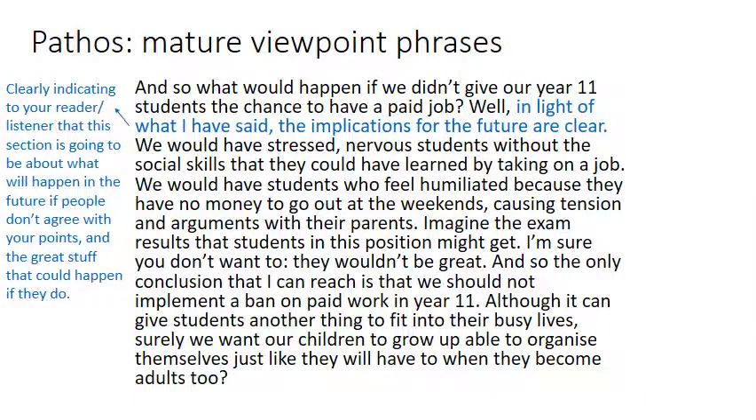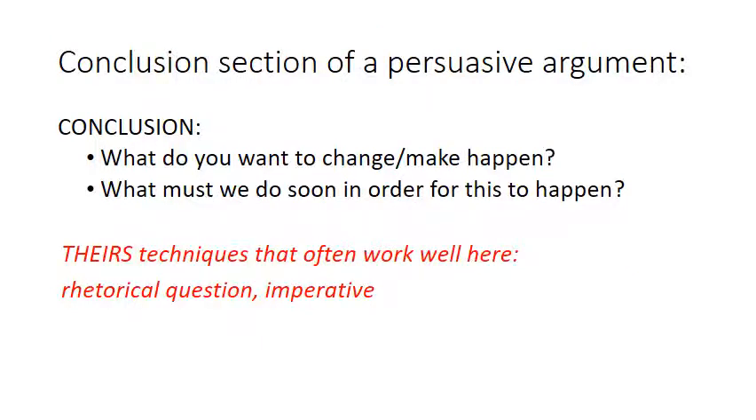And then finally, we've got our mature viewpoint phrases in here. And in particular, one that lends itself really well to pathos is the implications for the future are clear. If we're painting a picture of the future, both bad and good, depending on what they decide to do, then that phrase indicates very early on, I'm going to now tell you what will happen in the future if you don't agree with me and what if you do agree with me. Okay, so again, it's signposting what it is that you're going to do in each section of your persuasive argument, so that the reader or the listener can follow along and fully understand what it is you're doing in each section.